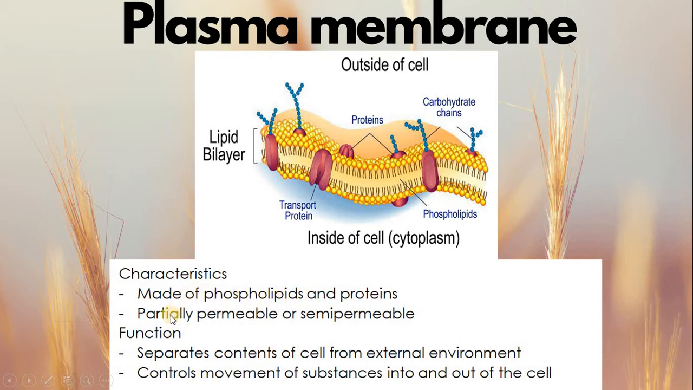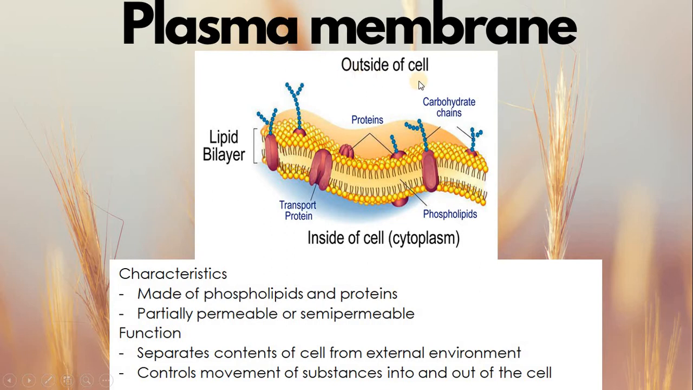The other characteristic of the plasma membrane: partially permeable or semi-permeable. Semi-permeable means it only allows certain substances to pass through it freely. Function of the plasma membrane: separate the contents of the cell from the external environment.